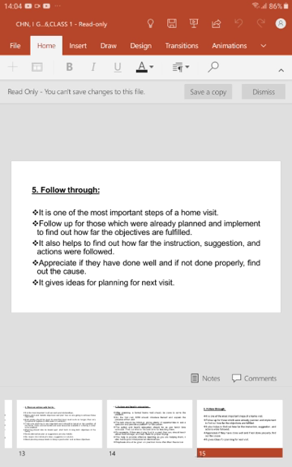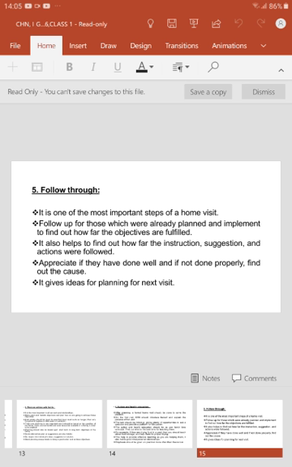Next one is follow-through. It is one of the most important steps in the home visit. Follow up on what we have planned and implemented for the people. If the objectives are fulfilled already, we can follow up with those people. It also helps to find out how far the instructions, suggestions and actions were followed. Okay, so after implementation of nursing care services, we can evaluate with the help of recurrent follow-up care, whether the people are following our instructions or not.